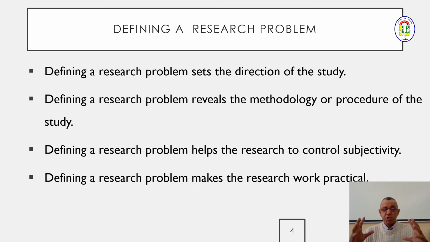Of course, when we choose a problem and the problem is well outlined, well described, and well defined from the very beginning, it's like you put yourself as a researcher on the right track. And as a researcher, you avoid that clumsy feeling of being within something that is too vague, too broad, not clear. So defining a research problem will set clearly the direction of a research study.